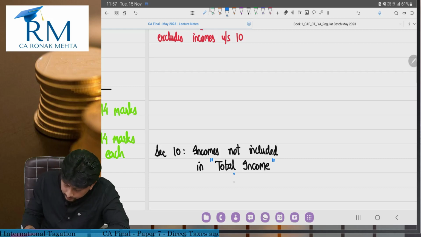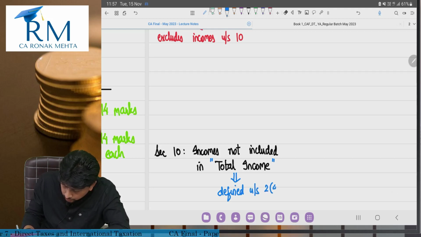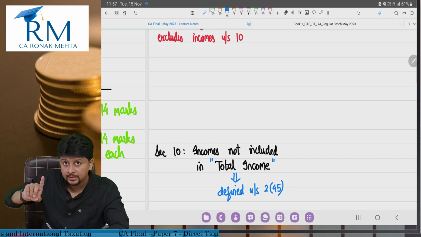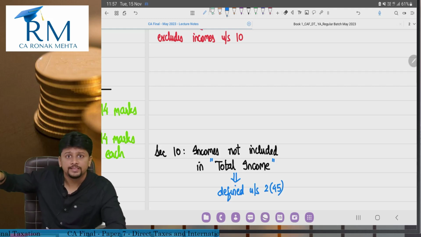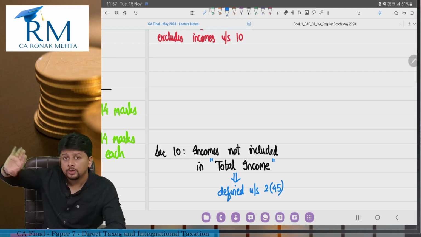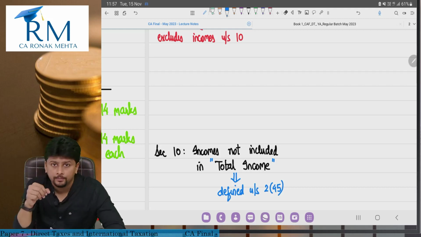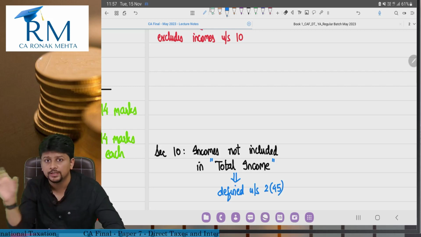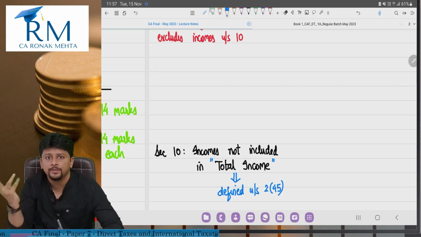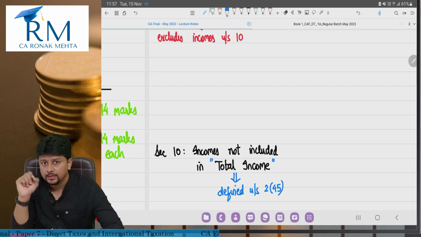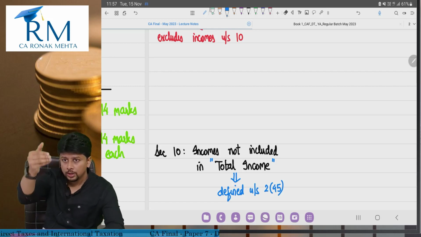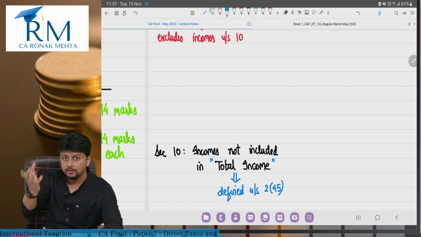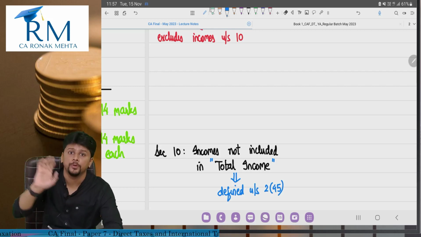What is total income? Total income is the total income that is defined in section 2 clause number 45, and we read that 2 clause number 45 said computed in the manner laid down in the act. In the act means in the Income Tax Act. Every time in the Income Tax Act the whole word is not written, they use the word act. Act means the Income Tax Act. So Income Tax Act 1961 gives you a certain manner, a certain procedure in which you will do calculation, in which you will do computation.